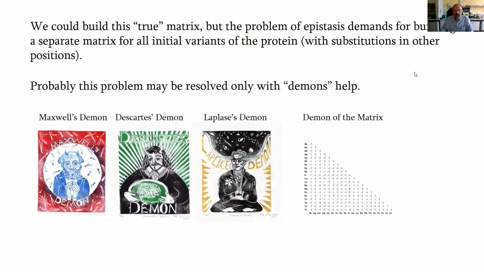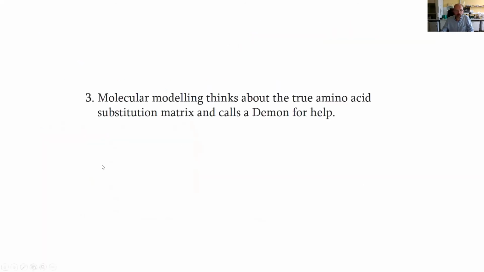It's demons from this company, you know, Maxwell's demon, Descartes' demon, Laplace's demon, and some other demons not so known, like Nietzsche's demon, Darwin's demon, and probably there should be a demon of the matrix who could build this true substitution matrix. And with this correction, the last topic of my presentation should sound like that: molecular modeling thinks about the true amino acid substitution matrix and calls a demon for help.